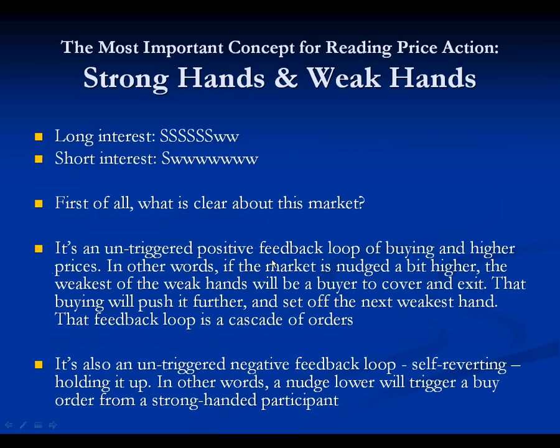Now, if you imagine that market, the first thing that's clear about it, no matter what the pattern is as it's tracing itself out, is that it's an untriggered positive feedback loop of buying. It's already there. That's a dynamic that exists just on the basis of the positioning in that market, on the basis of where the strong hands are versus where the weak hands are. What you have is a prepotent uptrend. Because the second this thing breaks higher, the weak hands are going to start to close their positions. However, if it breaks lower, the strong hands are just going to add to their position.